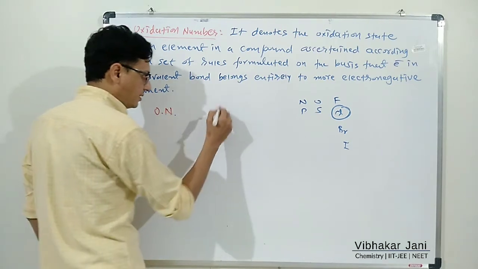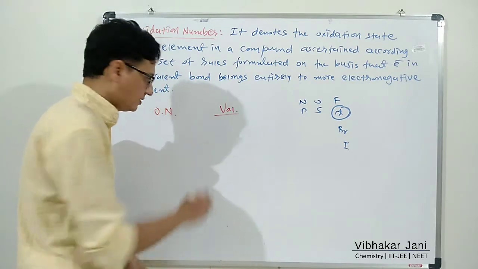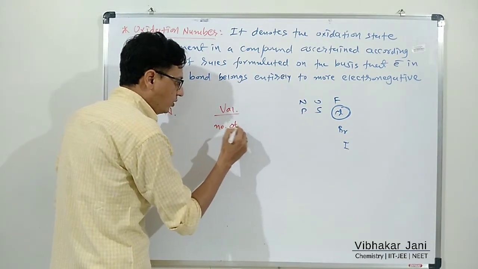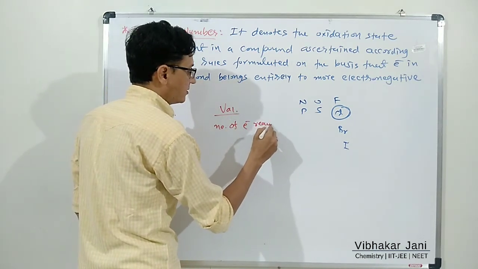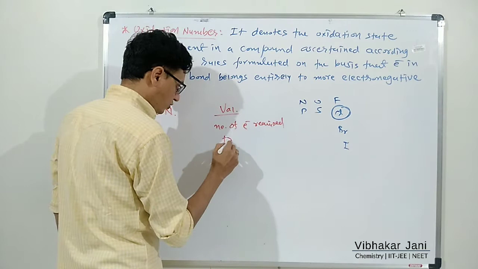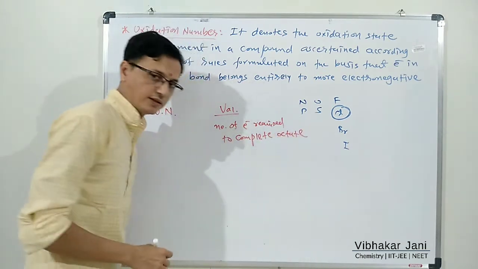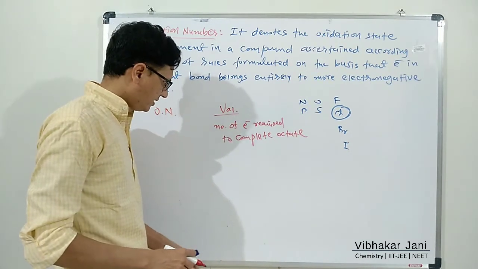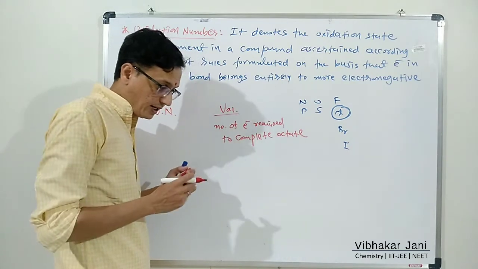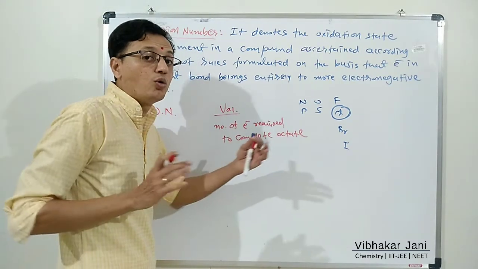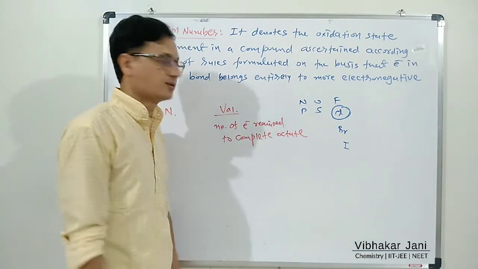Oxidation number and valency. Now valency means the total number of electrons required to complete octet, or you can say that the total number of electrons which are accepted or donated or shared by an element to complete its octet. That is known as valency.